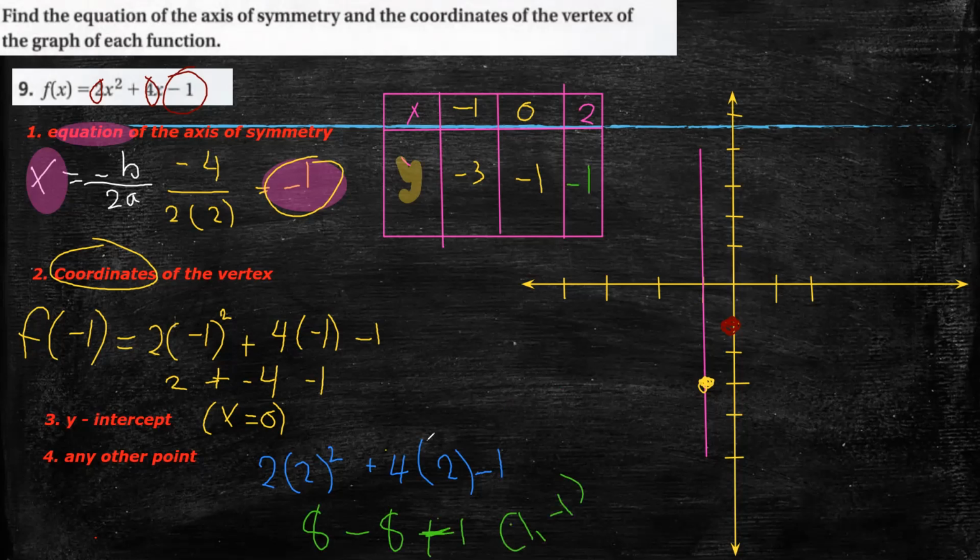Teacher, it's 8 plus 8 minus 1. Sorry. Okay, it's 16 minus 1. It must be 15 now. Is that right? 2 squared, 4 times 2. Yeah. Okay, let's choose now point 1.